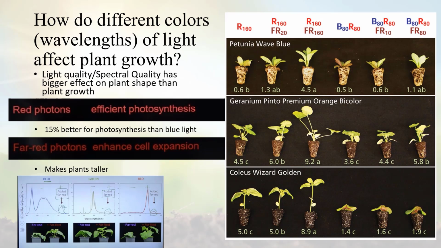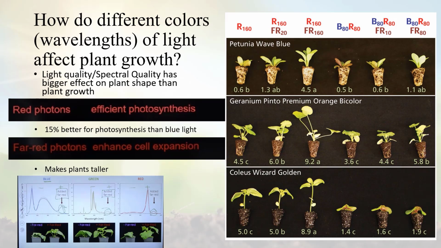Red light. Red light does have an effect on photosynthesis, and thus a slight effect on improving yield or growth. It's about 15% better for photosynthesis, or more efficient for photosynthesis, than blue light. So by including red light, you do get a little bump in growth, not an extreme amount, but it does help.